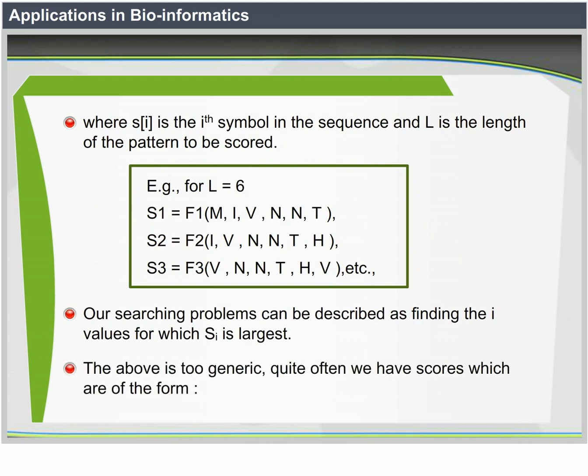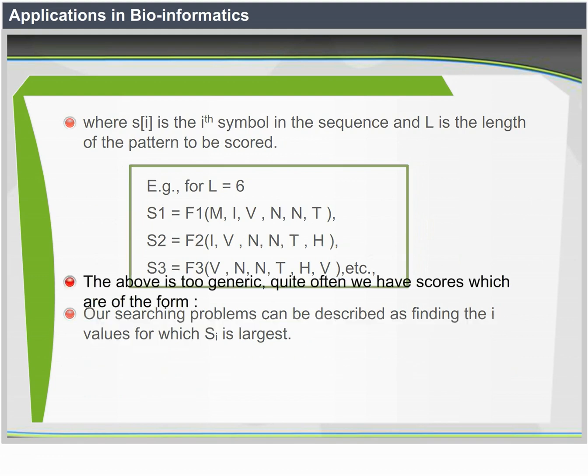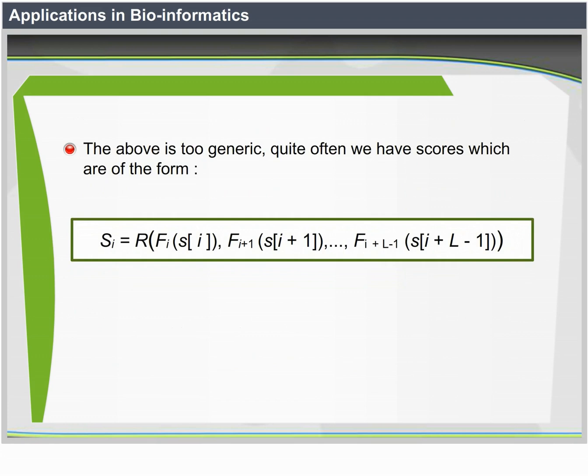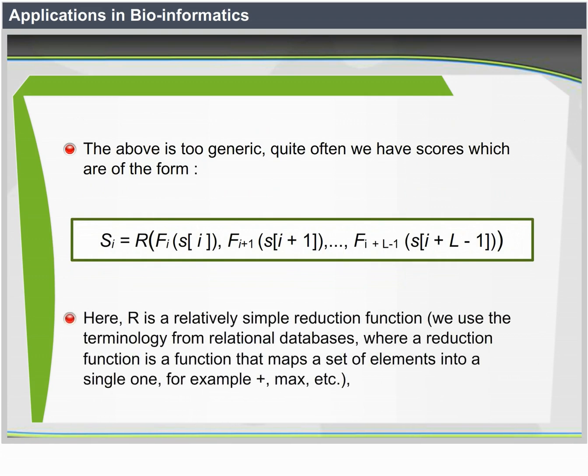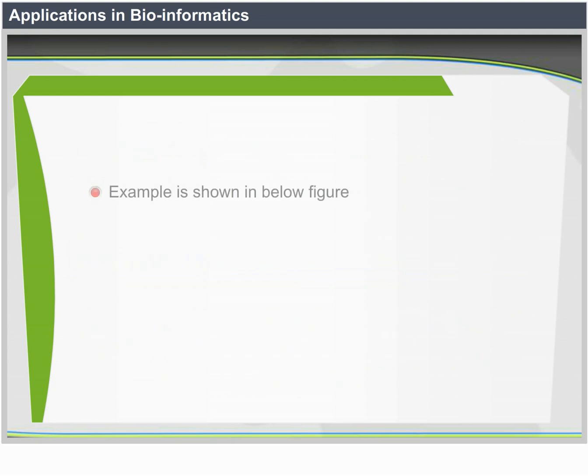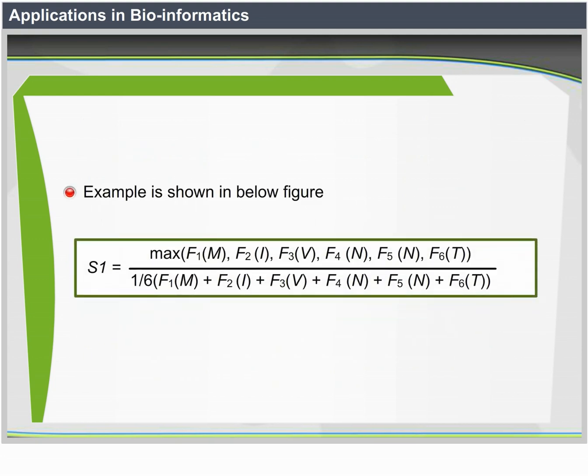The above is too generic. Quite often we have scores which are of the form as shown below. Here R is a relatively simple reduction function. We use the terminology from relational databases, where a reduction function is a function that maps a set of elements into a single one, for example plus, max, etc. Example is shown in below figure.